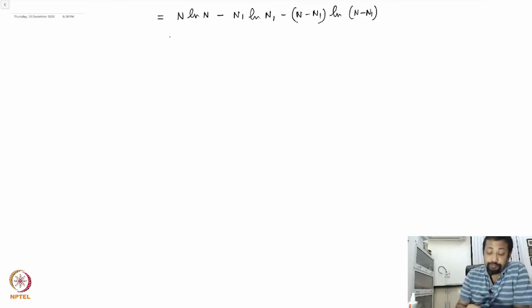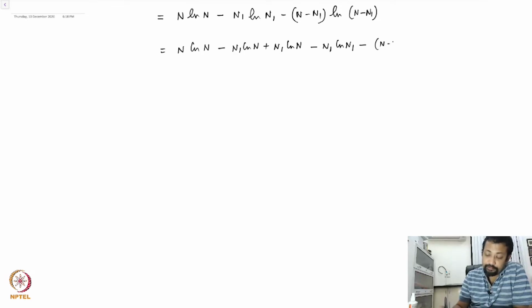of n minus n1. So we have this expression. Now let's simplify this expression. I want to add and subtract n1 ln n, so I have n ln n minus n1 ln n plus n1 ln n minus n1 ln n1 minus n minus n1 ln of n minus n1, right? So then let's combine this one with this one. Then I have minus n1 ln of n1 over n.